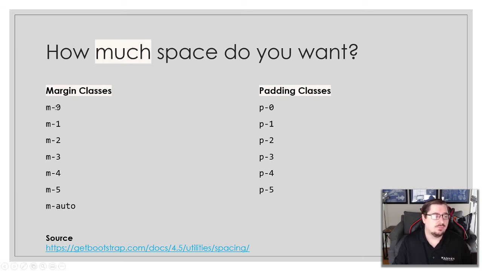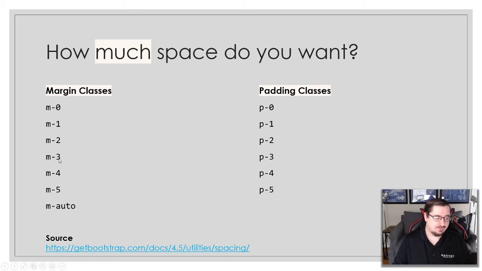So there's a series of classes for both margin and padding. The margin ones start with M dash and then a number. The ones for padding start P dash with a number. So M0 means that there's no margin. P0 means that there's no padding similarly. And then you go up from there.